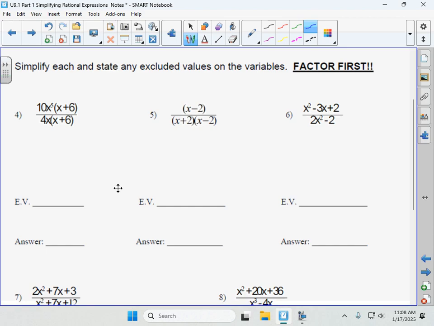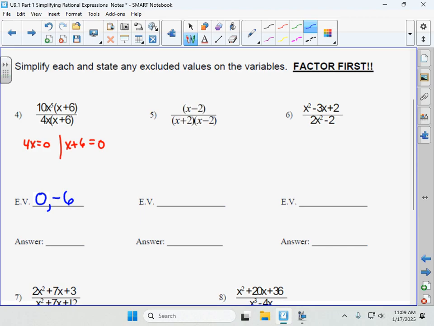Okay, so on number 4 here, we can see that everything's been factored. Nothing can factor any further. So we always want to get the excluded values stated first before we try to cancel things out. Okay, so excluded values have to be done from the original problem. All right, so all I have to do is look at the denominator, 4x and x plus 6. If I set 4x equal to 0 and solve it, and x plus 6 equal to 0 and solve it, these are going to be my excluded values. And so I can see that it's going to be 0 and negative 6. Okay, those are my excluded values.